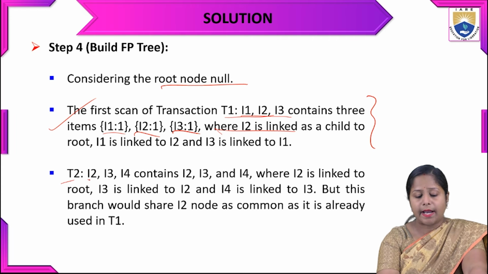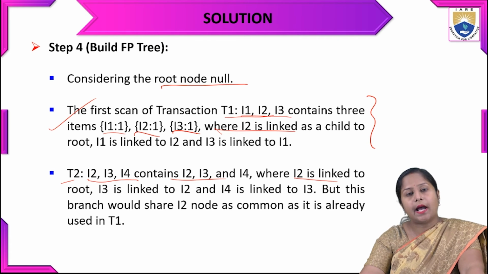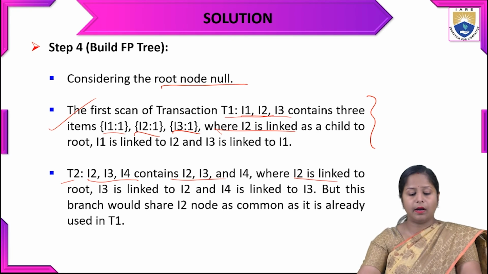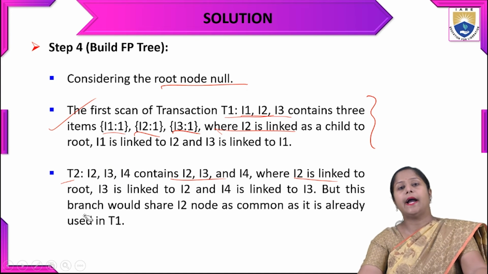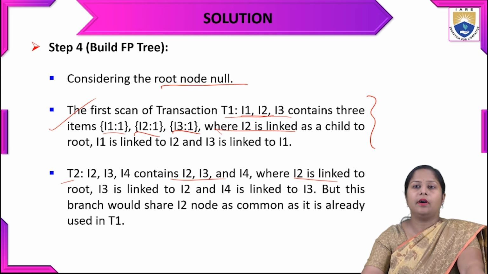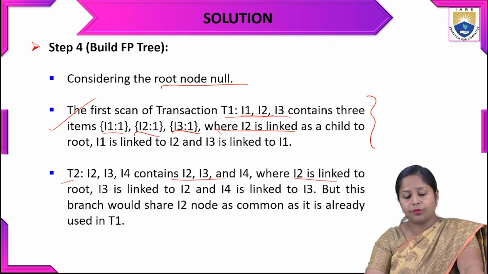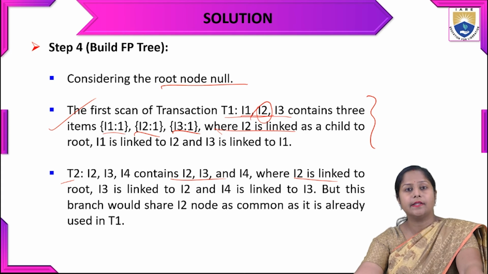Now in T2, containing I2, I3 and I4, I2 is linked to the root, I3 will be linked to I2, and again I4 will be linked to I3. So in the order in which the items occur, we have to put those items together in the FP tree. But this branch would not share the I2 node as common, as it is already used in T1. In T1 the I2 was there, right? I2 was there, so we will extend that I2 node with the child nodes of this T2 transaction.